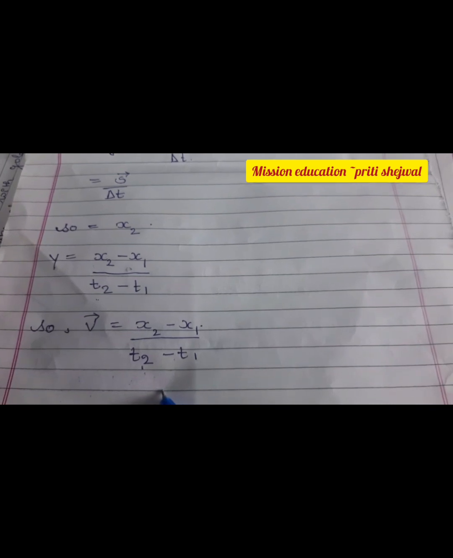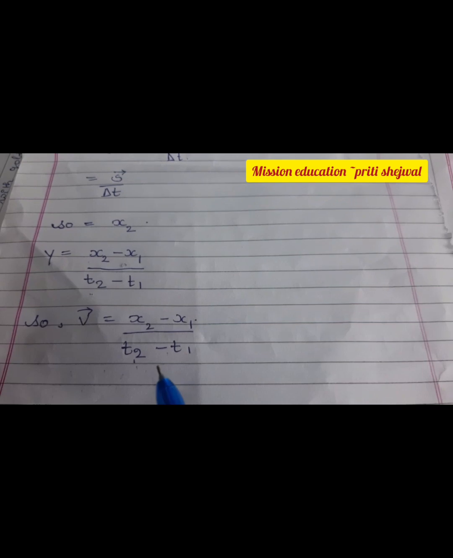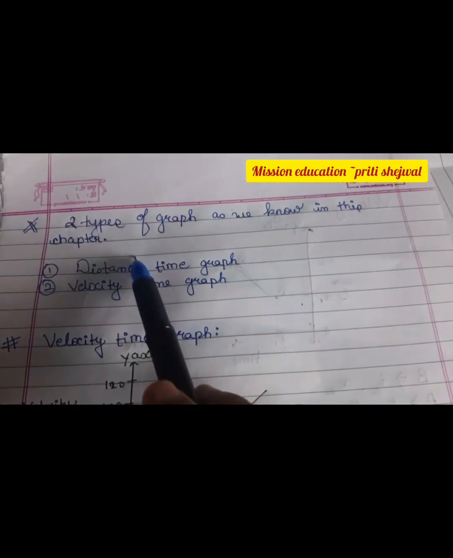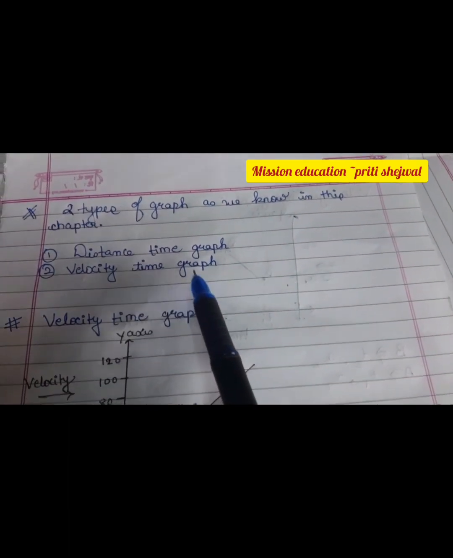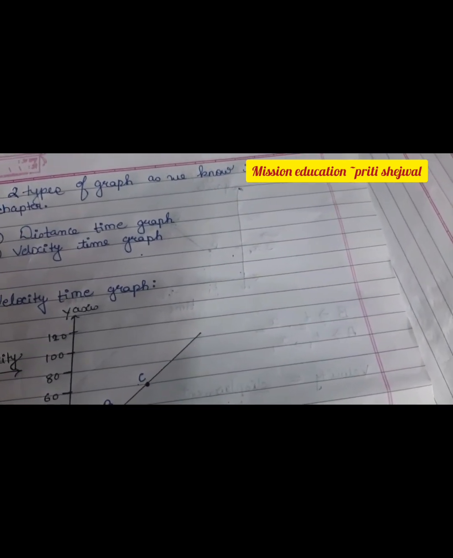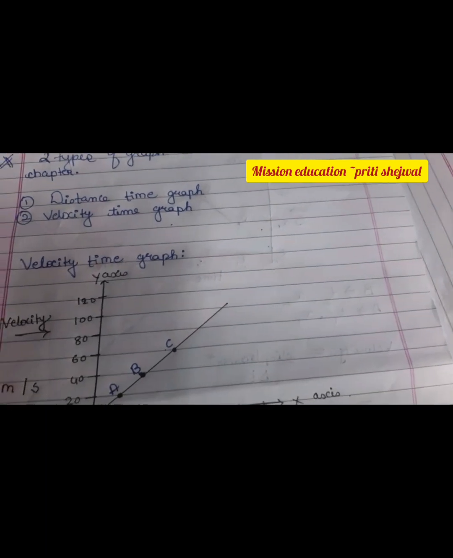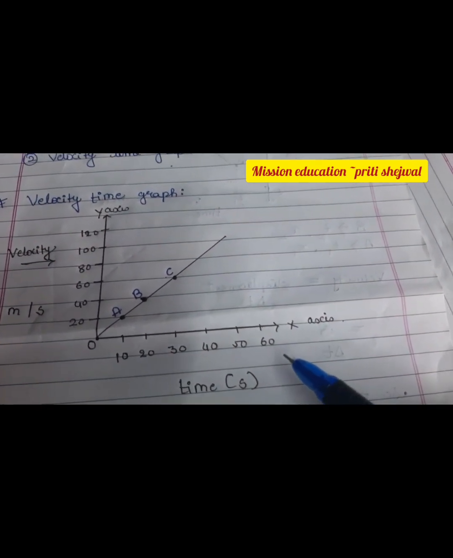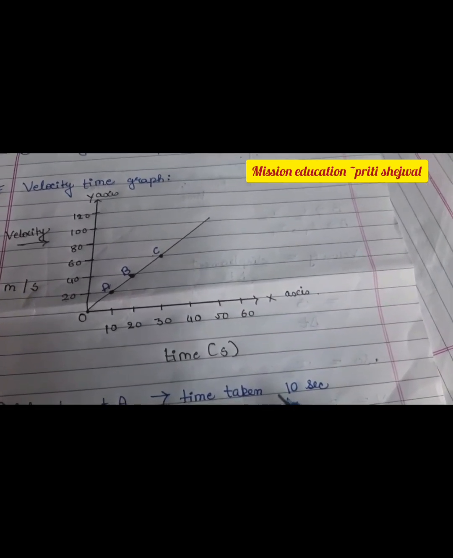This gives the velocity. The distance time graph gives speed, and the displacement time graph gives velocity. There are two types of graph as we know in this chapter, the distance time graph and the velocity time graph. We have learned about the distance time graph. We have also learned about the displacement time graph. Now we are talking about the velocity time graph. This is the example for the velocity time graph. Let's see what the VT graph gives us.